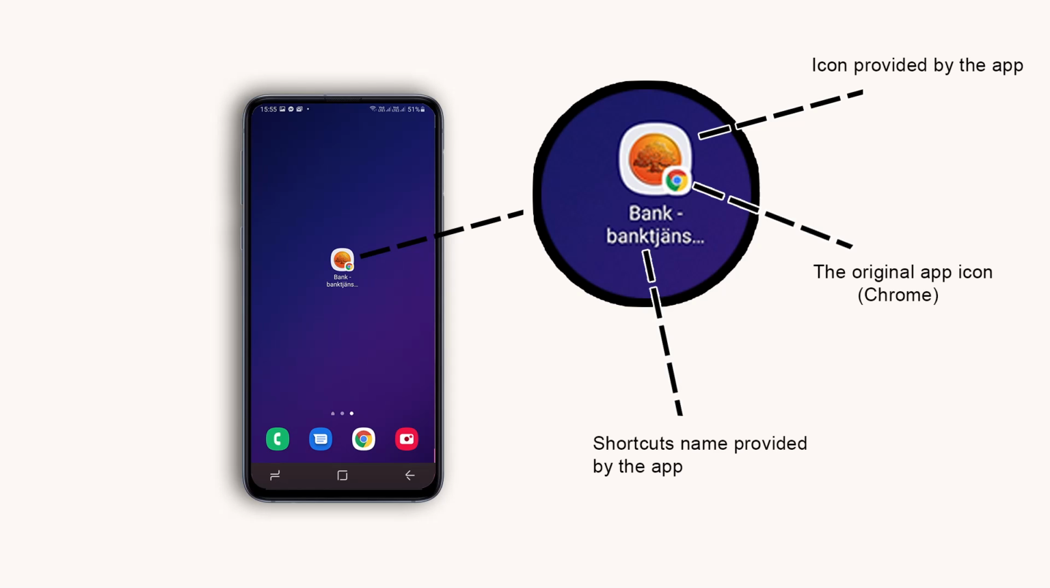But the thing now is that when you see the icon on your home screen, you can also see the icon of the original app, which is Google Chrome. You can see a very small icon at the bottom right corner. So these are two major differences between the new Android and the old ones.